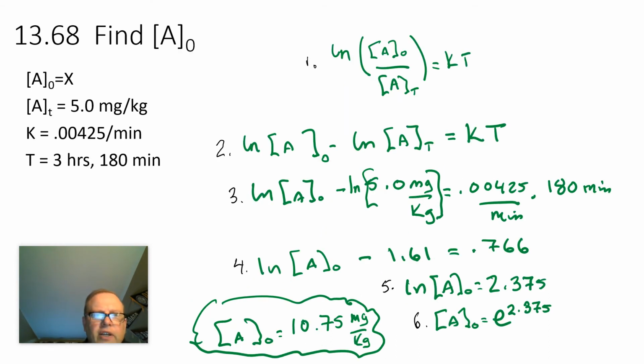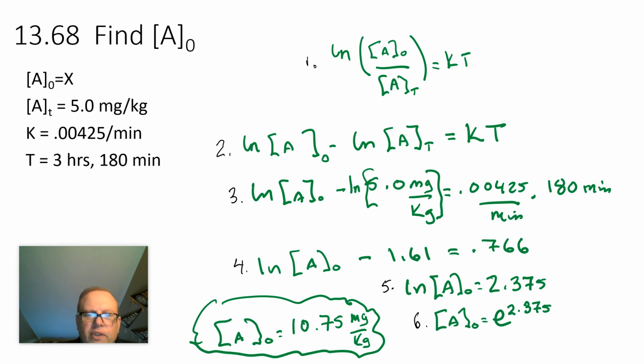And lastly, finding initial concentration. This one was probably a little bit trickier. The first thing I did was set up my formula up here for first order concentrations. Then I broke it down: the natural log of the initial concentration minus the natural log of the concentration at time is equal to KT. The natural log of the initial minus the natural log of 5 is equal to these two values, which we have, one of which is K, the other is 180 minutes, 3 hours of time.